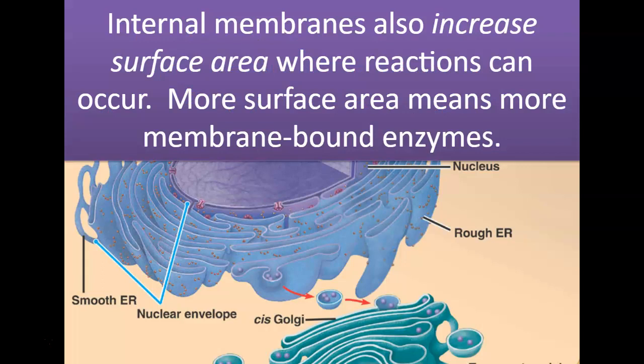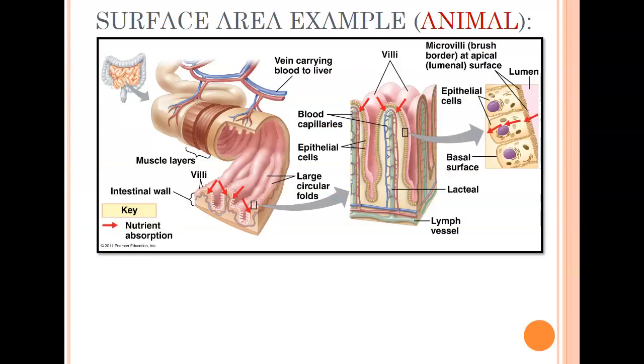The membranes also increase surface area. So if you're trying to make a whole ton of proteins, that's why the rough ER in this picture means that you can have more enzyme, and more enzyme means more reaction. So just more product. So the idea is you're maximizing your efficiency. You're making as much of something as you can in the limited volume that you have. So here's an animal cell example.